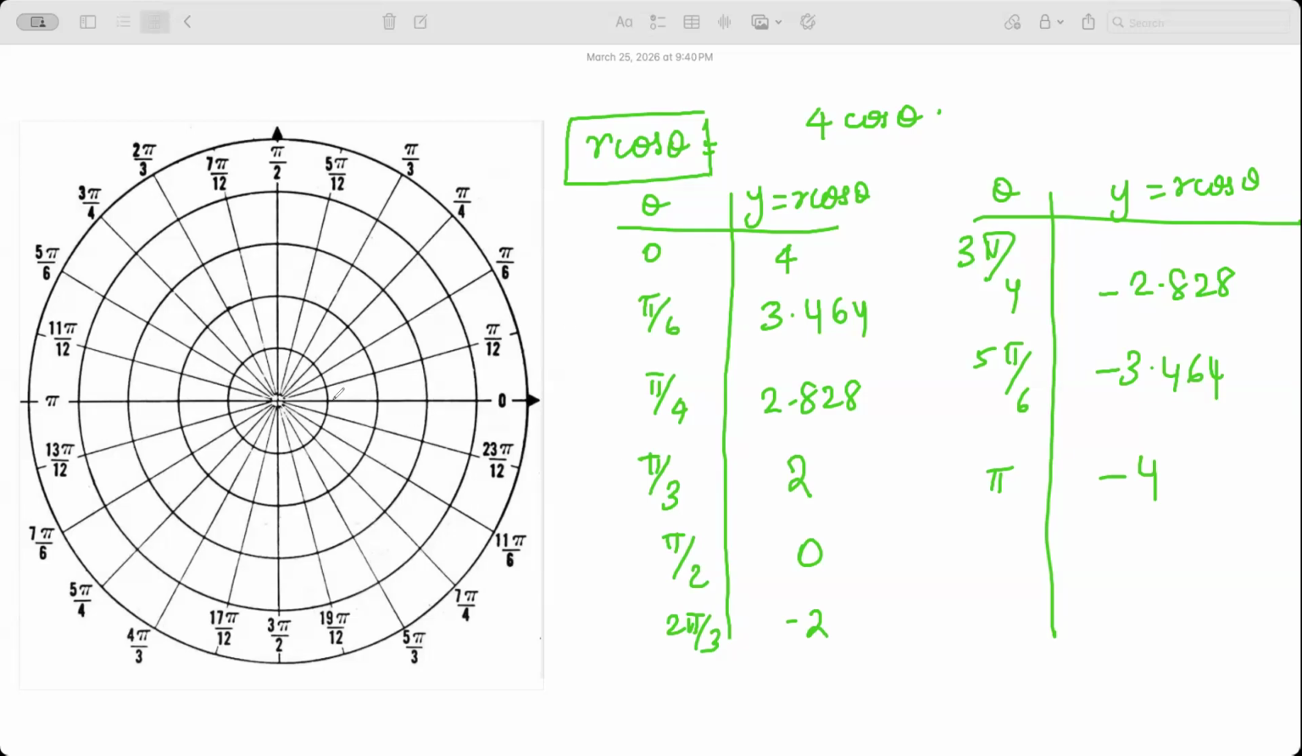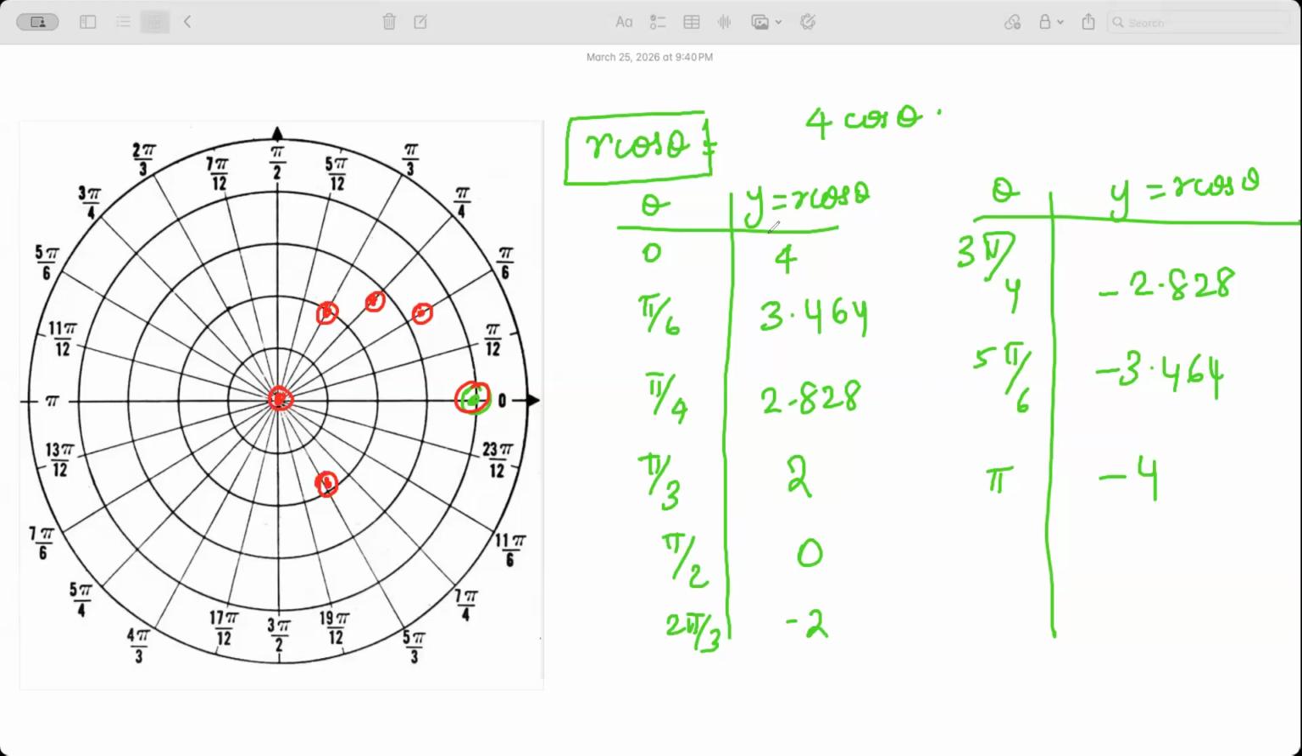0, 4 goes here. 1, 2, 3, 4. Now the next one would be pi by 6. Pi by 6 is 3.464, which will be somewhere here. Then pi by 4 is 2.828. Then the next one is 2 for pi by 3. And then pi by 2 is a 0. And then 2 pi by 3 is a minus 2. Minus 2 means this side of the graph.